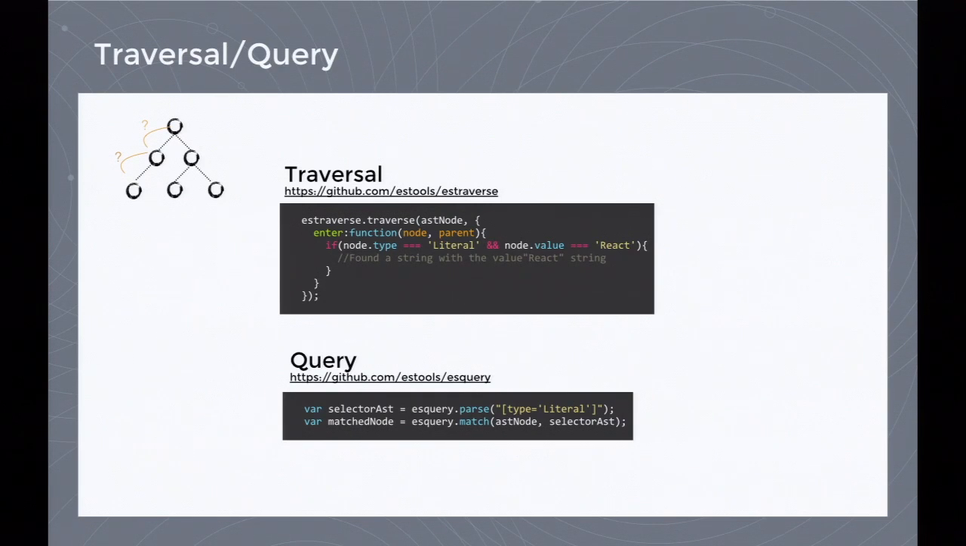Another way, if you like a CSS selector syntax, is ESQuery. This is pretty cool. You can pass it a string with something that looks like what you'd pass to querySelectorAll or a jQuery selector, and it'll actually return you all the matched AST nodes.